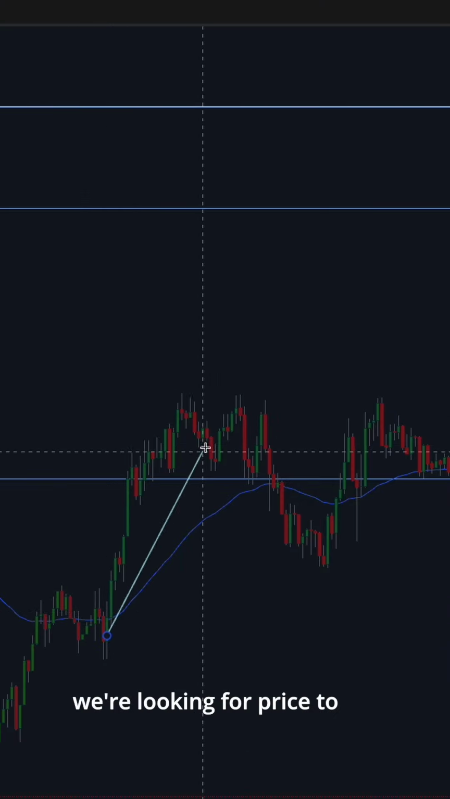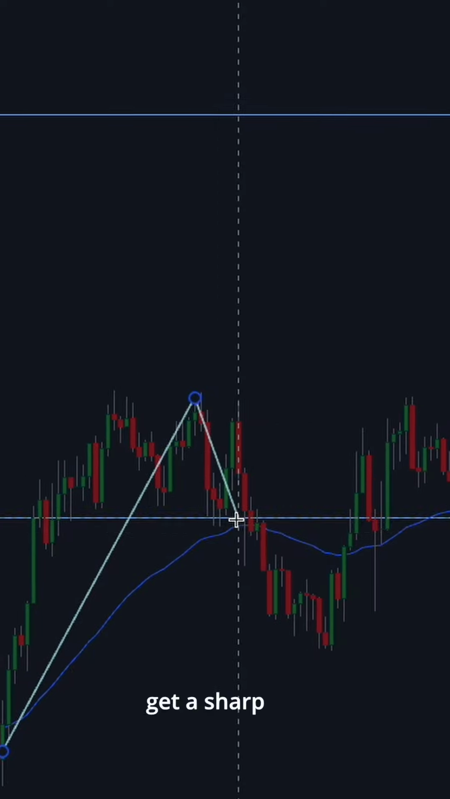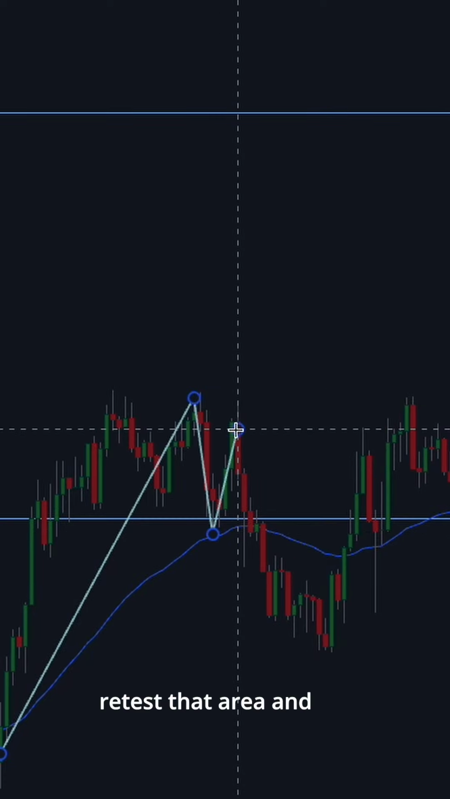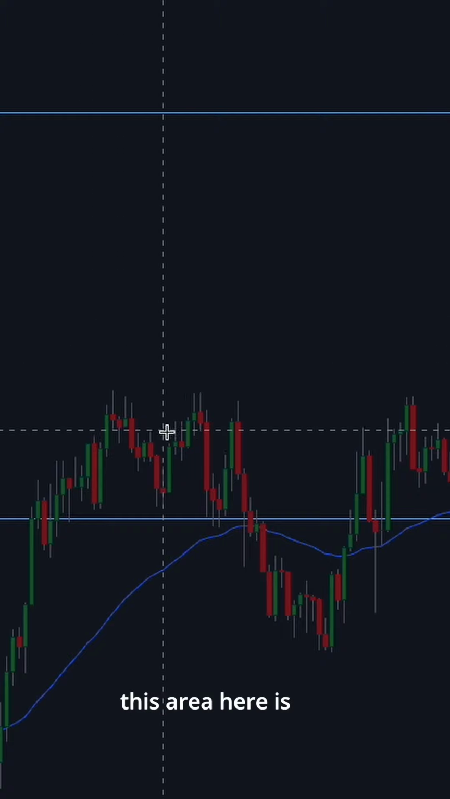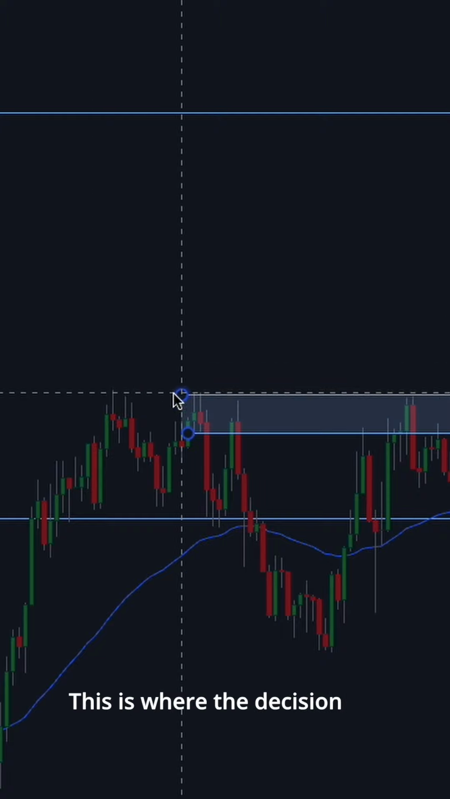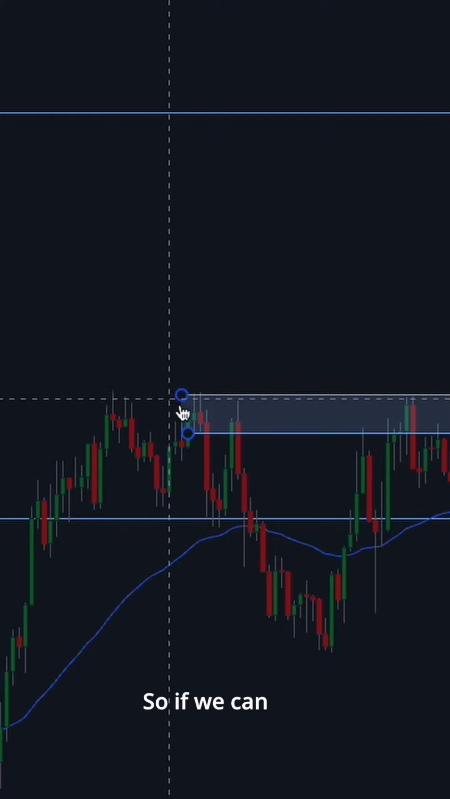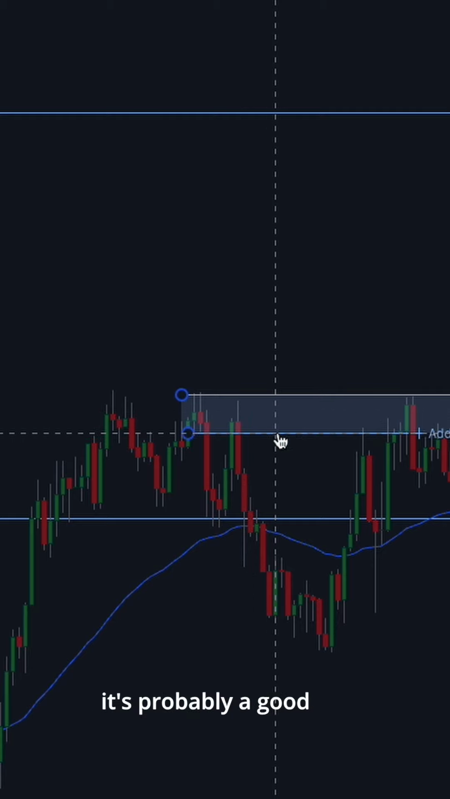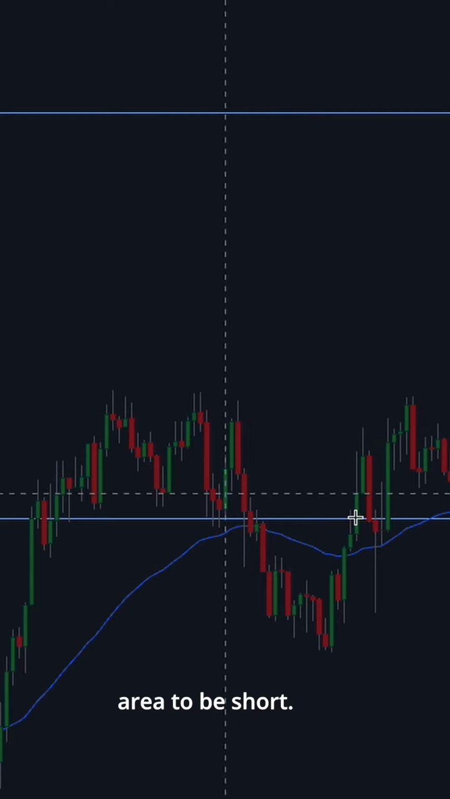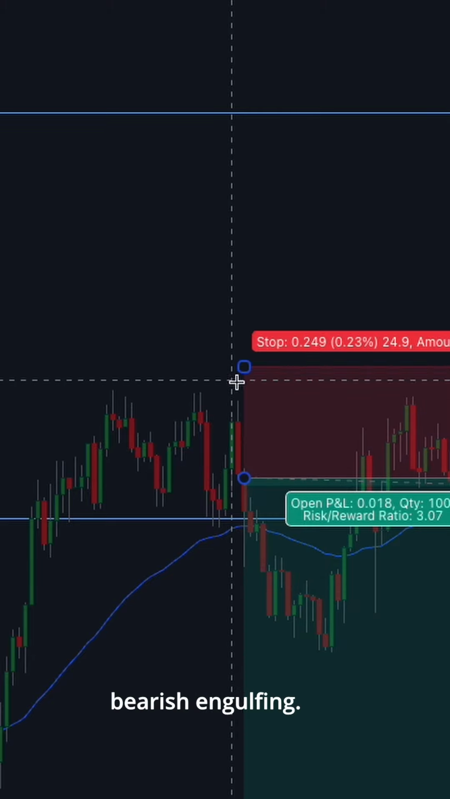On the 15-minute, we're looking for price to come up to that area, get a sharp move down, leaving imbalance, retest that area, and then continue down. This is key because this area here is a decision block. This is where the decision to go short is made. So if we can come retest that area and again make that decision to go short, it's probably a good area to be short. So we're going to enter on that bearish engulfing.